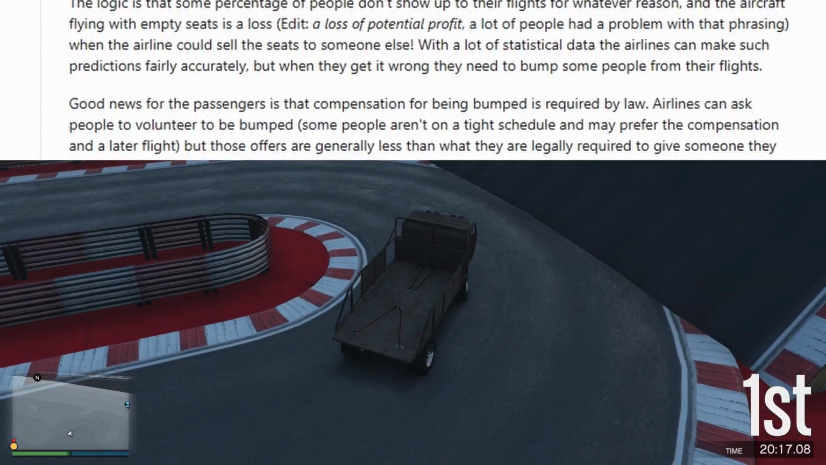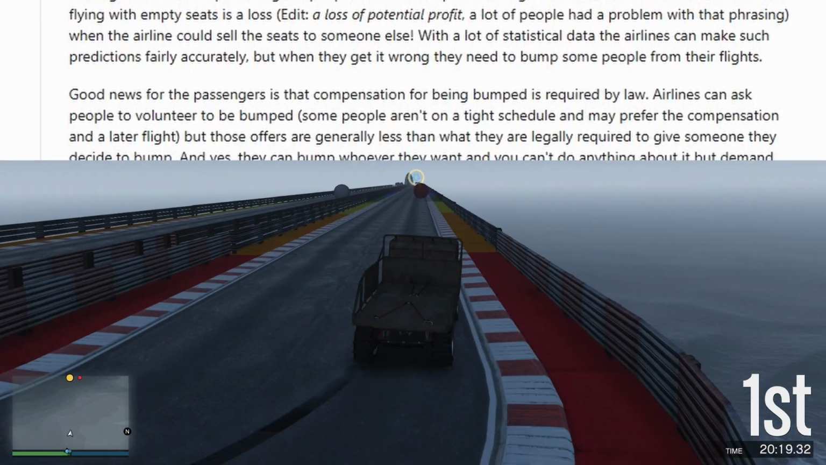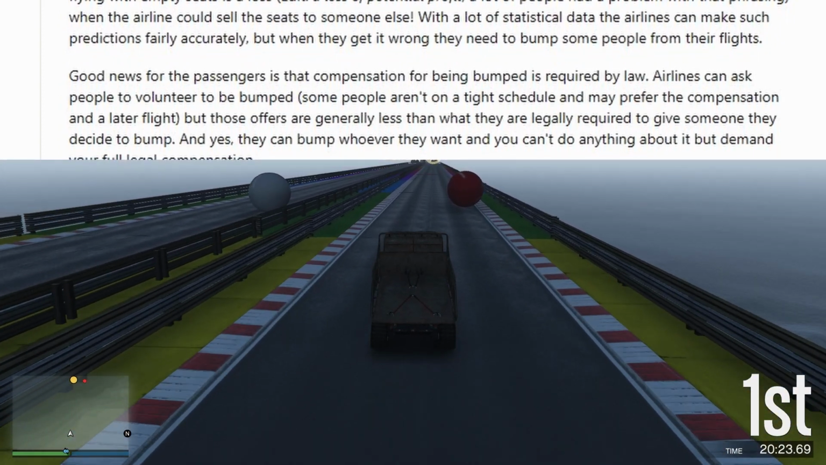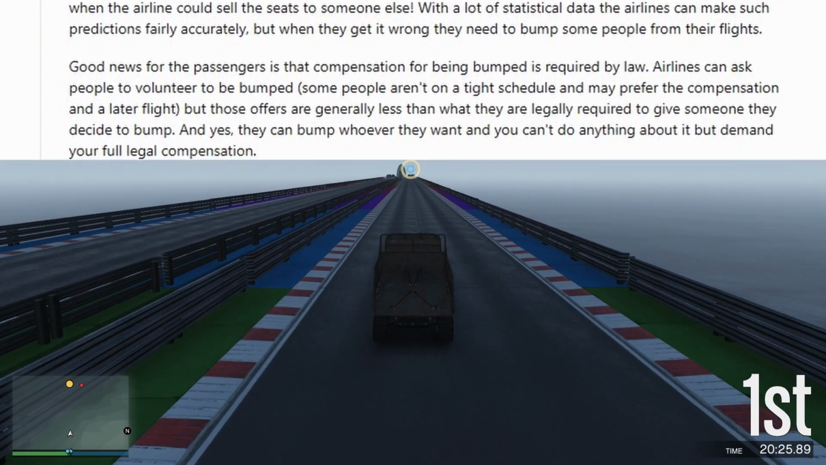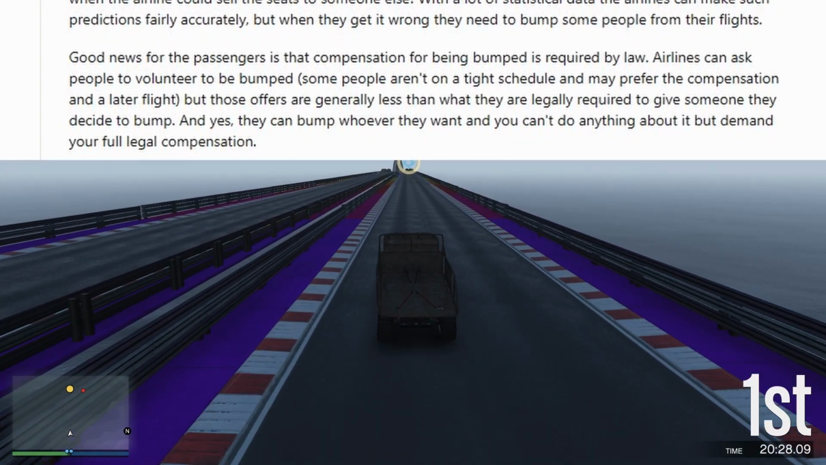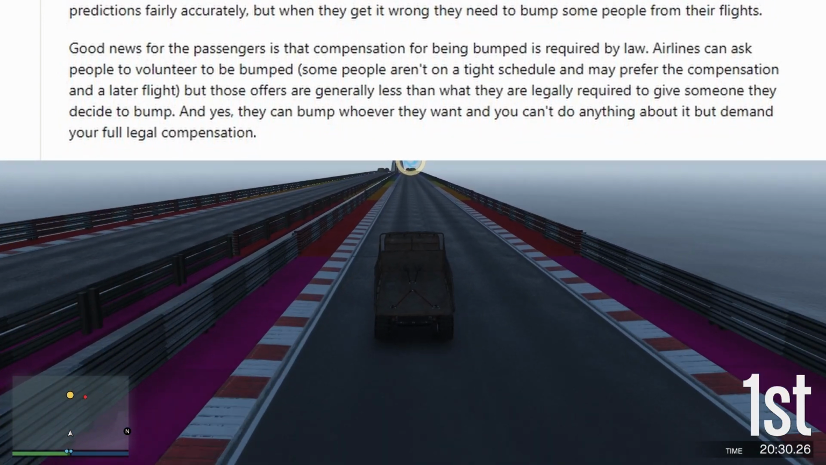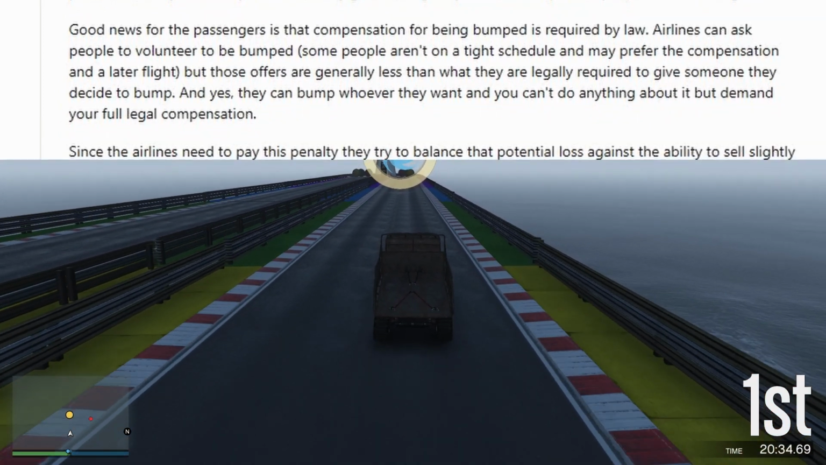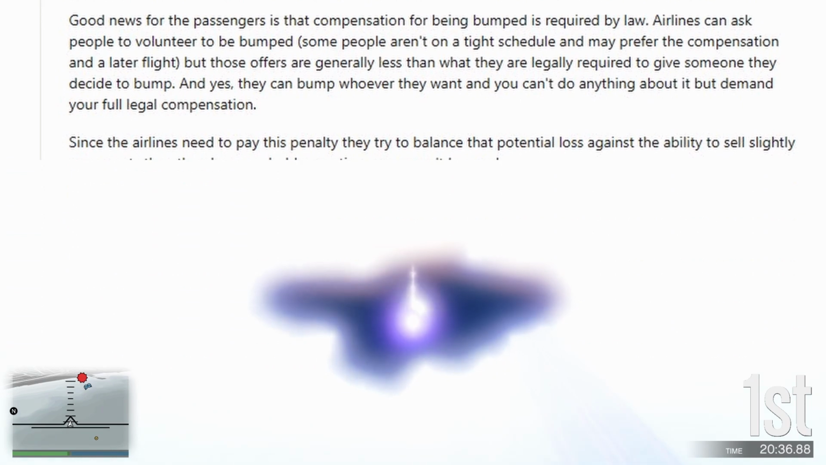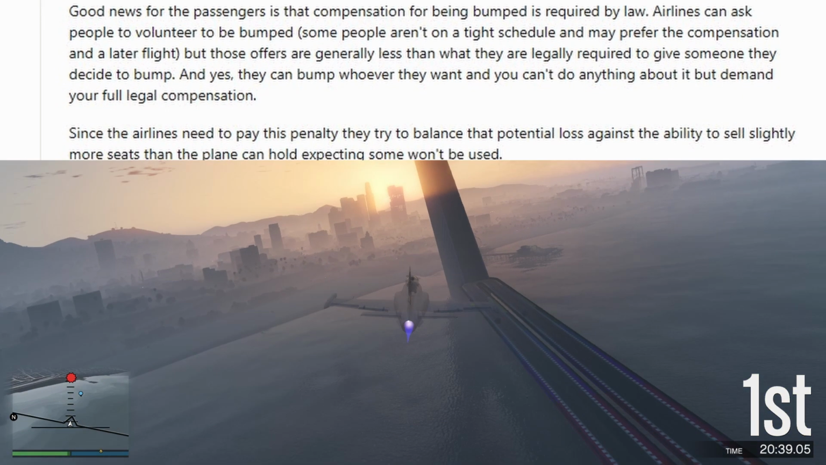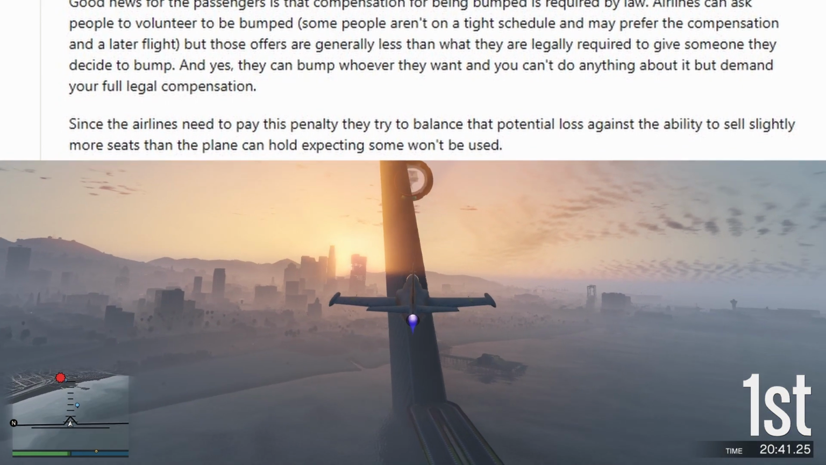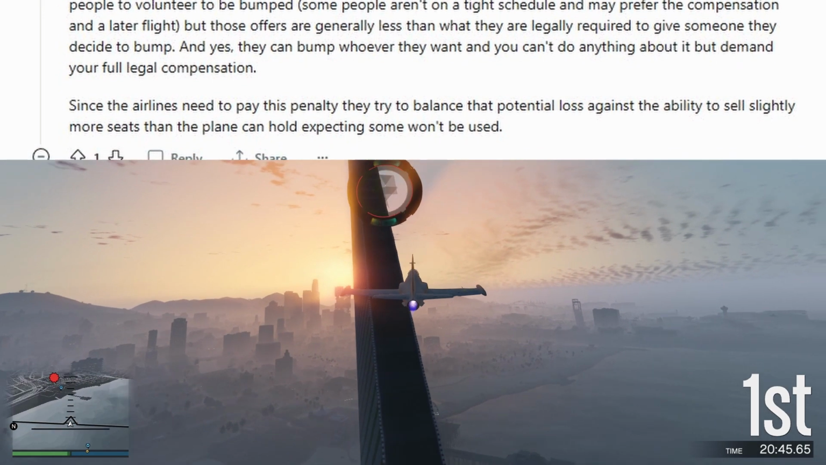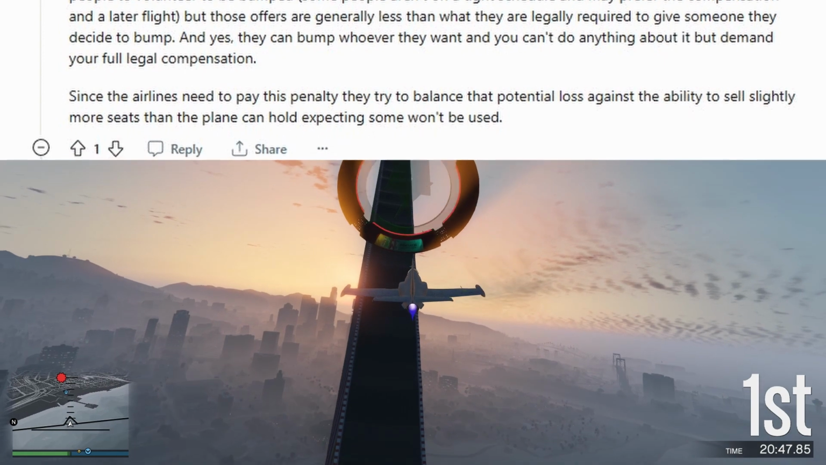Good news for the passengers is that compensation for being bumped is required by law. Airlines can ask people to volunteer to be bumped. Some people aren't on a tight schedule and may prefer the compensation and a later flight, but those offers are generally less than what they are legally required to give someone they decide to bump. And yes, they can bump whoever they want and you can't do anything about it but demand your full legal compensation. Since the airlines need to pay this penalty, they try to balance that potential loss against the ability to sell slightly more seats than the plane can hold, expecting some won't be used.